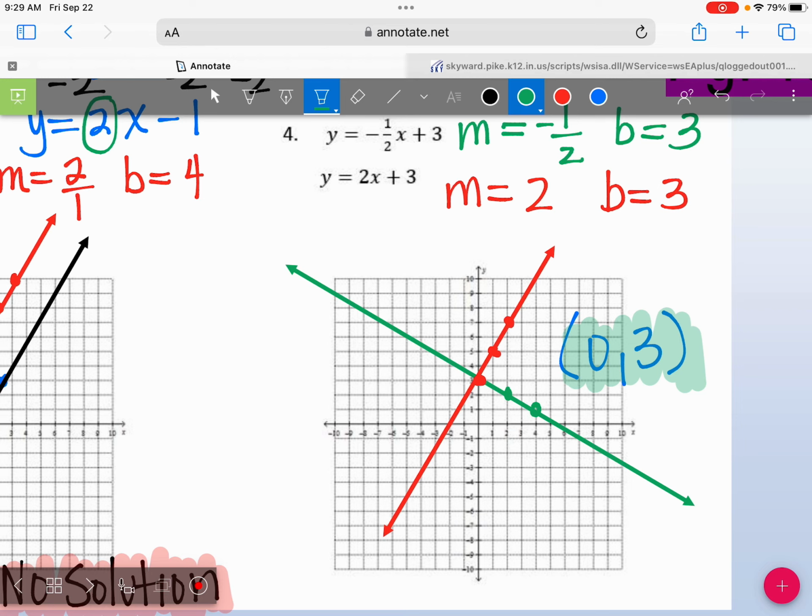Write it as an ordered pair. You gotta write the solution. What's the solution? You gotta write the solution as an ordered pair.